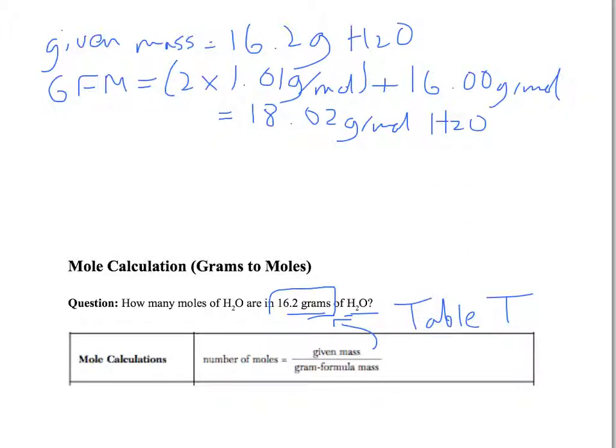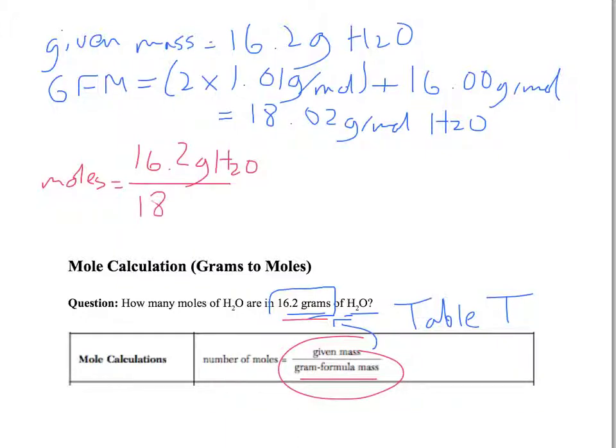Now, the next part of the problem is just really to plug everything into the actual formula, which is the number of moles equals the given mass, which again is the given mass in the question. So 16.2 grams, let's label it H2O just to be consistent, divided by the gram formula mass, excuse me, which is going to be 18.02 grams per mole. Grams cancel.